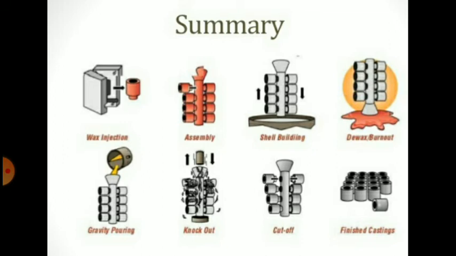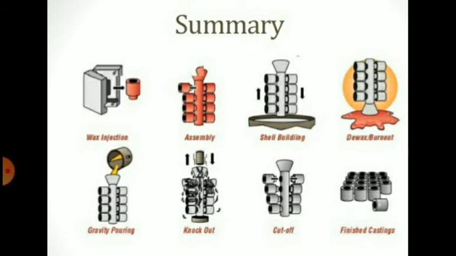In the next step, there is assembly of the wax patterns. In the second diagram, you can see 4 wax patterns connected on the right hand side, and another 4 connected on the left hand side. Then the shell building: after assembly, the assembly is dipped into the primary slurry, and then the secondary slurry is applied.